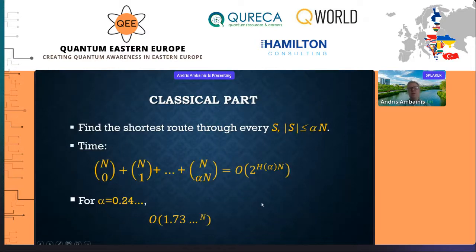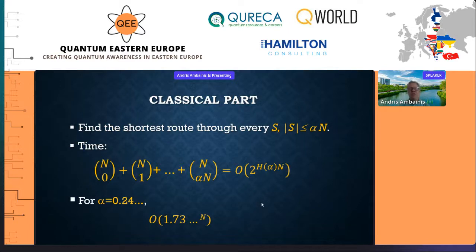And now here is how we achieve a quantum improvement. Our quantum algorithm consists of two parts. One part is classical. The classical part is that we find the shortest routes through subsets of cities that are relatively small, but contain at most alpha fraction of all cities. And alpha is about, the optimal alpha is about 24% of all cities.